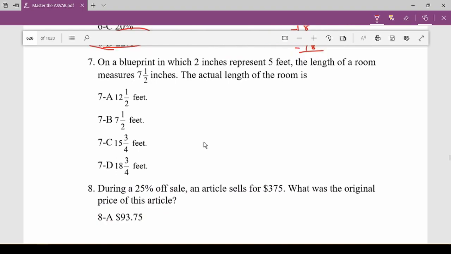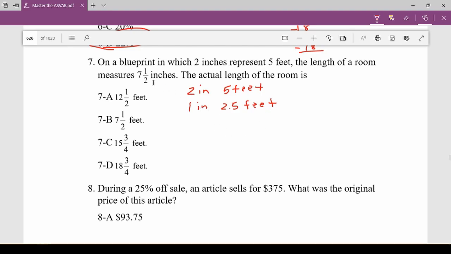Number 7, on a blueprint in which 2 inches represents 5 feet, the length of a room measures 7.5 inches. The actual length of the room is... Okay, so if 2 inches equals 5 feet, I always want to know what the unit rate is. That is, I want to know what 1 inch represents. 1 inch is half of 2 inches. Half of 5 feet, therefore, is 2.5 feet.